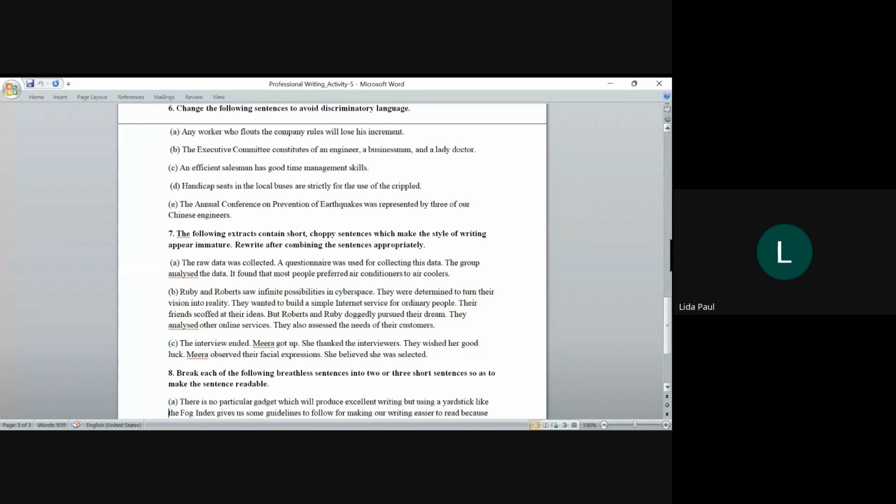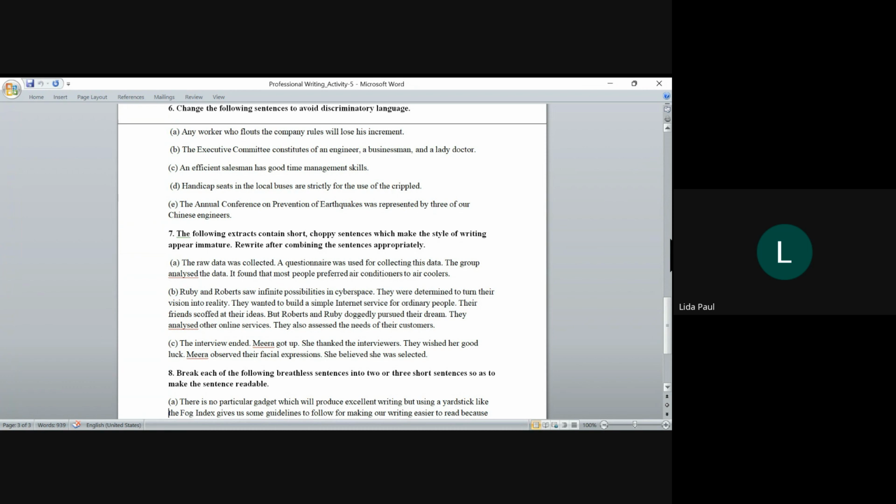The first sentence is: the raw data was collected through a questionnaire. The group analyzed the data and found that most people preferred air conditioners to air coolers. Okay, so that's how you can combine sentences. You can form lengthier sentences which are able to convey more information, or convey the information in a better way than a short choppy sentence would be able to do. Okay, let's work on the second one.